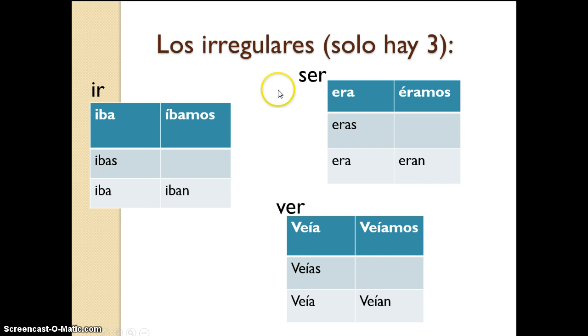As I told you, there's only 3 irregulars. One of them is ir, the second is ser, and the third one is ver. Go ahead and copy these down. Remember that ir means to go, ser means to be, and ver means to watch.